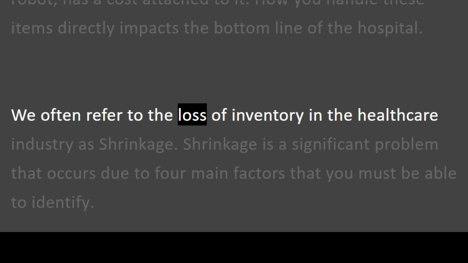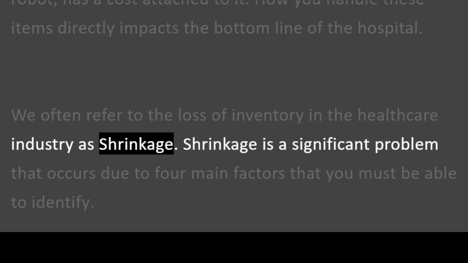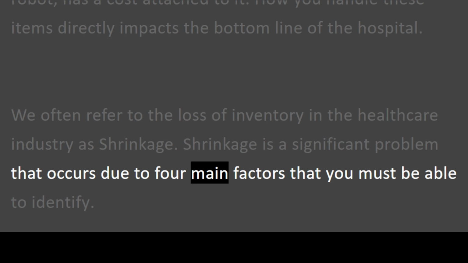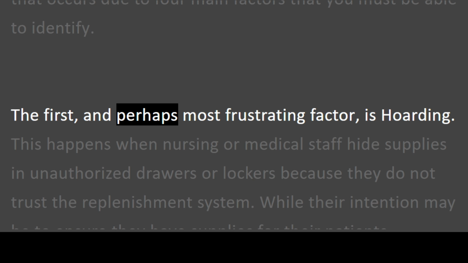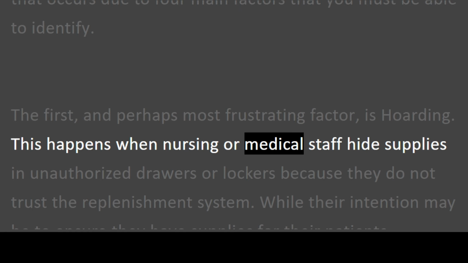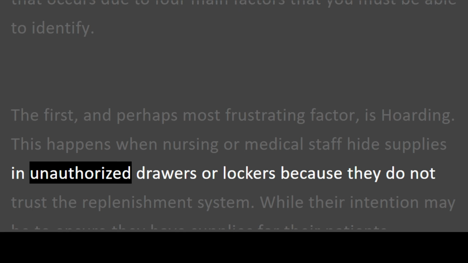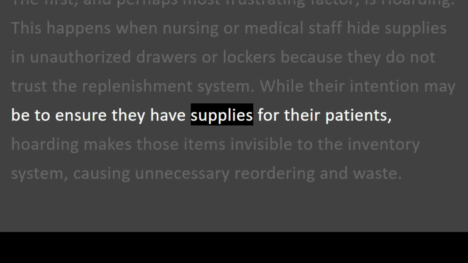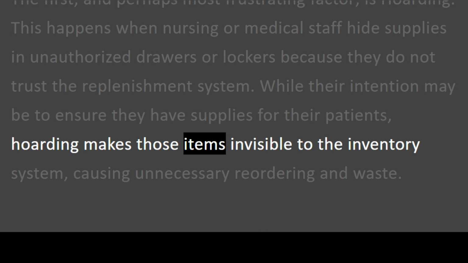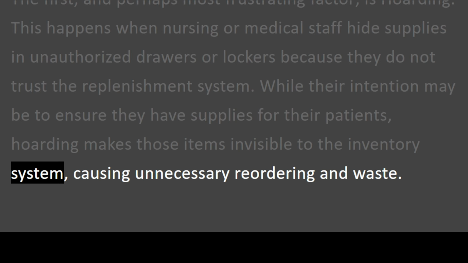We often refer to the loss of inventory in the healthcare industry as shrinkage. Shrinkage is a significant problem that occurs due to 4 main factors that you must be able to identify. The first, and perhaps most frustrating factor, is hoarding. This happens when nursing or medical staff hide supplies in unauthorized drawers or lockers because they do not trust the replenishment system. While their intention may be to ensure they have supplies for their patients, hoarding makes those items invisible to the inventory system, causing unnecessary reordering and waste.